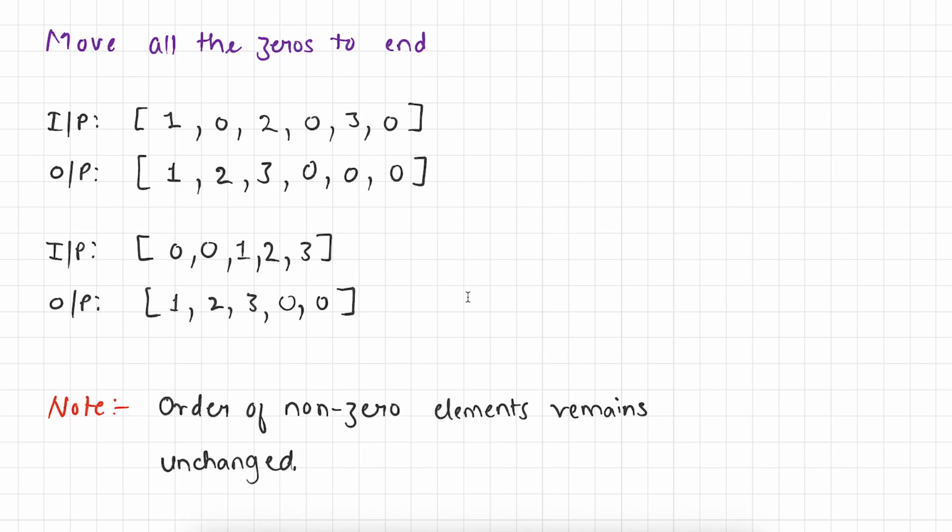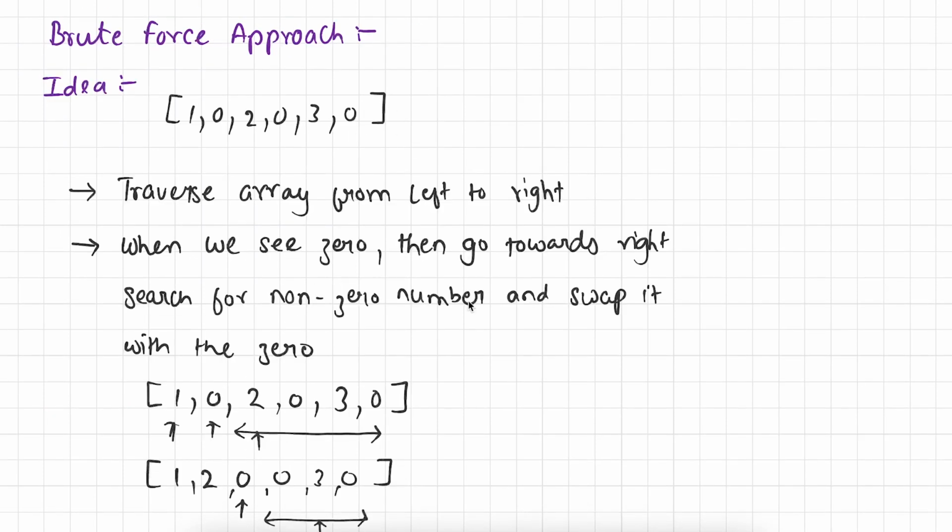So let's pause this video and think about an algorithm to solve this problem. Okay, I hope by now you would have written at least a basic program to solve this problem. If not, then do not worry, I am here to help you. Let's first see the brute force approach. The idea of the brute force approach is pretty simple. Let's say we have this array with elements 1, 0, 2, 0, 3, 0, and our task is to move all the zeros to the end.